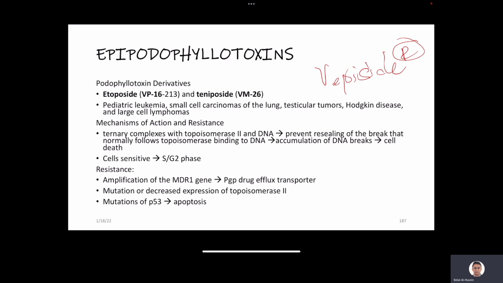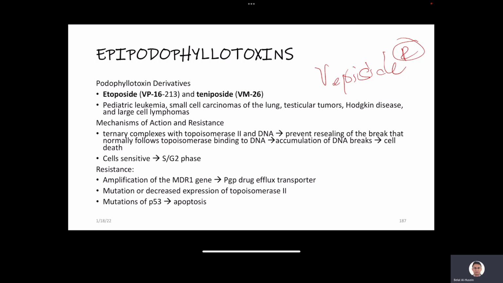It's used for pediatric leukemias, small cell lung cancer, testicular cancers, Hodgkin's lymphoma, large cell lymphomas, which is a variant of non-Hodgkin's lymphoma. And as we have mentioned, anthracyclines cause topoisomerase 2 inhibition, as well as epipodophyllotoxins, while irinotecan and topotecan, which are the camptothecins, inhibit topoisomerase 1. And later on, we mentioned that DNA single-strand or double-strand breaks are expected.